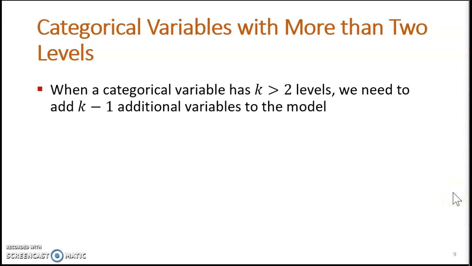So when a categorical variable has only two levels, as in the previous example, we code the levels as 0 and 1, and add a new variable to the model. However, when the categorical variable has k greater than two levels, we need to add k minus 1 additional variables to the model. Let's look at an example.